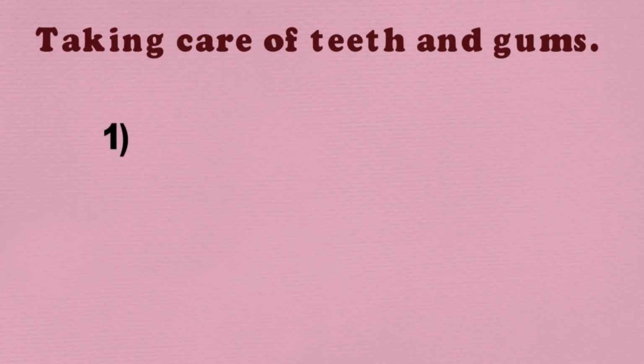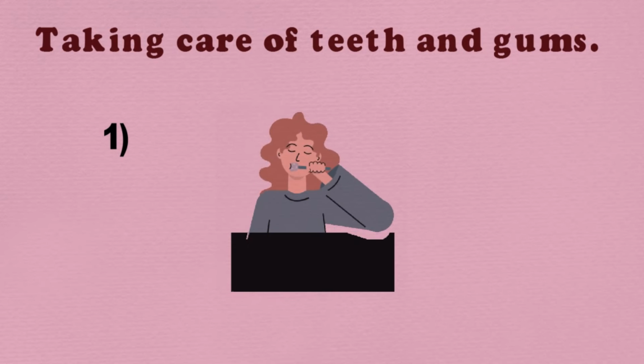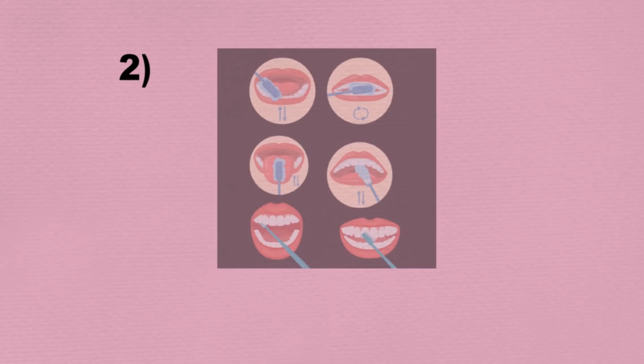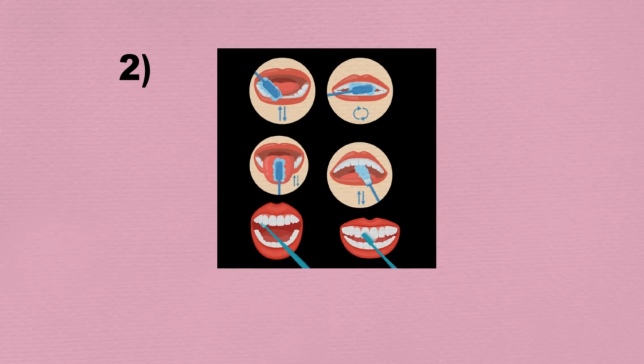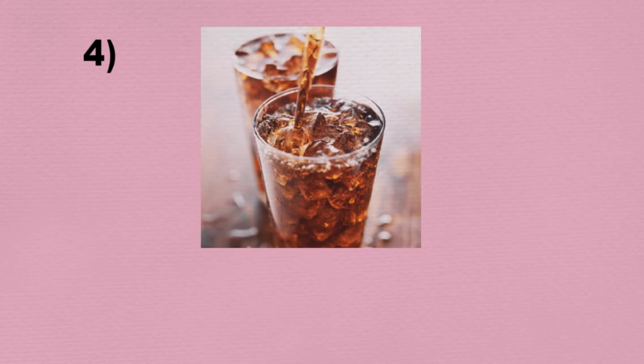Taking care of teeth and gums. Brush your teeth regularly every morning and before going to bed at night. Gently brush each side of teeth and the gums. Don't eat too many sweets, chocolates and toffees. Avoid drinking too many aerated drinks. If you do, rinse your mouth immediately.